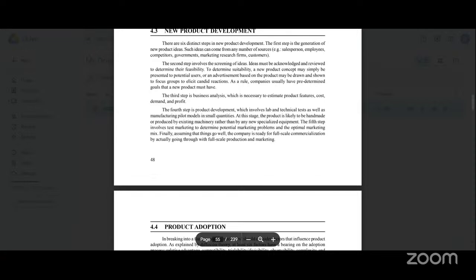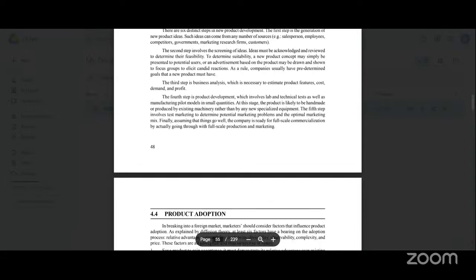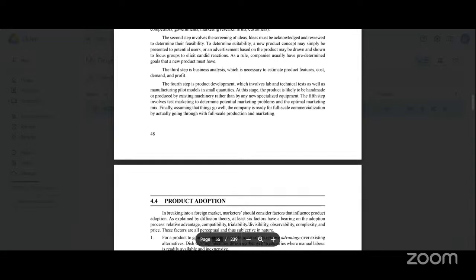Now, the second step involves the screening of ideas. So, while the first step involves the generation of ideas, the second step involves the screening of ideas. So, ideas must be acknowledged and reviewed, both in terms of their feasibility and as an understanding of what the customer requires in the target or host country. So, the product has to be screened accordingly.